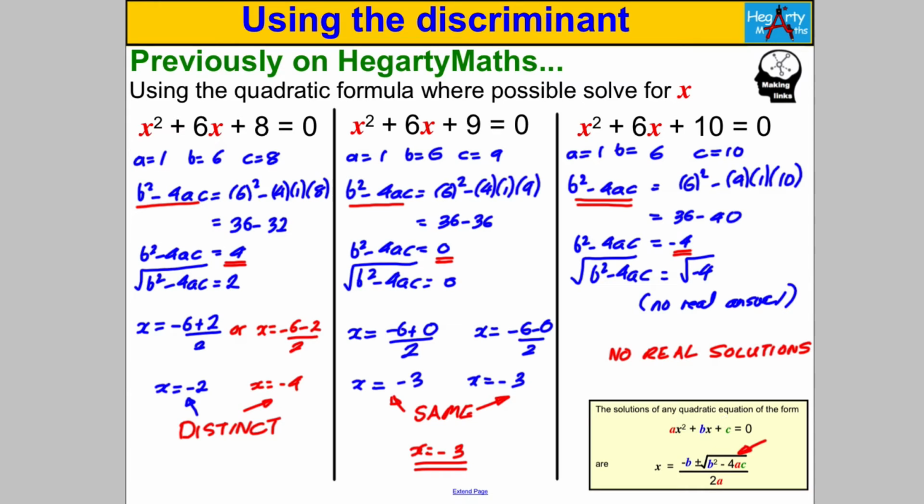And that's really special. In this case, we had b squared subtract 4ac was a positive number. We got two different answers. Here we got b squared subtract 4ac was equal to 0, and we got the same repeated answer. And here we got b squared subtract 4ac was less than 0, was negative, and we got no answers. And that's true for all quadratics. If the discriminant is positive, you get two different answers. If the discriminant is 0, you get the same repeated answer. And if the discriminant is negative, you get no real answer, no real solutions.